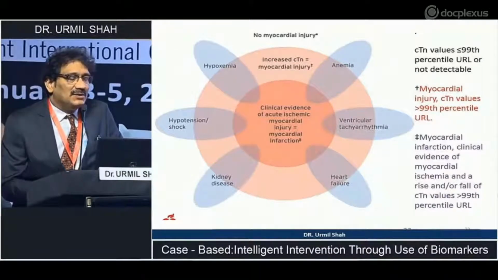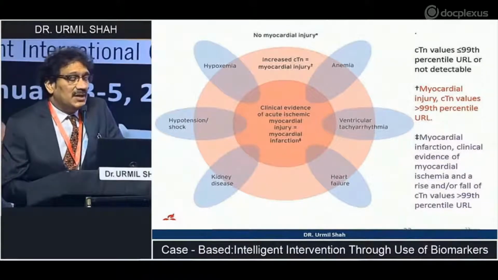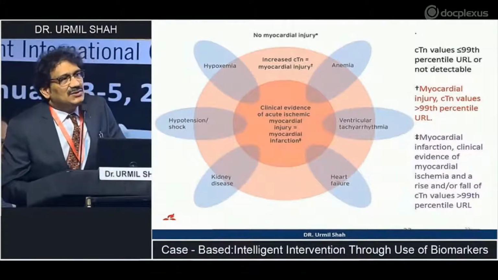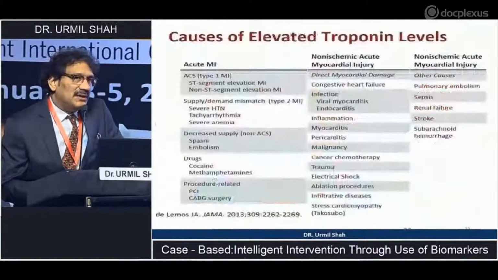definitely troponin level is going to be less than the 99th percentile or maybe undetectable. If it is more, that means the patient is having some sort of myocardial injury. It could be because of non-ischemic conditions like anemia, hypoxemia, shock, kidney disease, ventricular arrhythmia, heart failure. At the same time, if there is an ECG evidence or symptom evidence of ischemia, then definitely it is suggestive of a myocardial infarction. So we know that there are so many causes of troponin elevation.